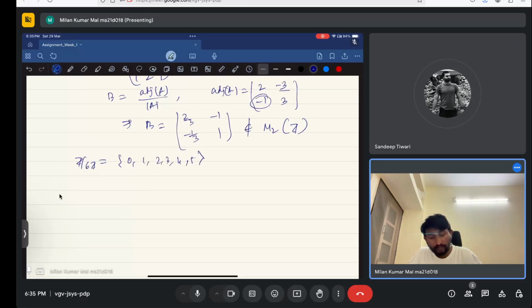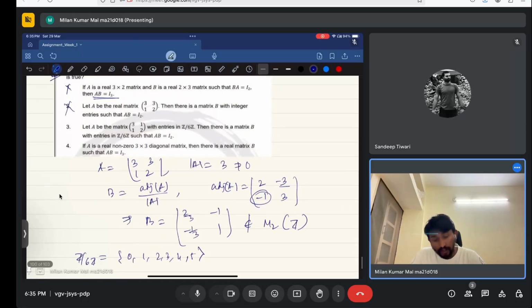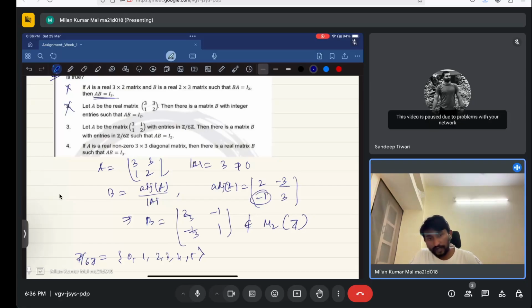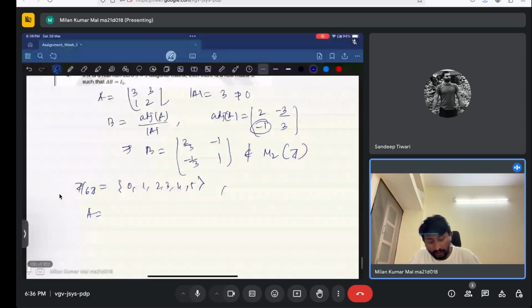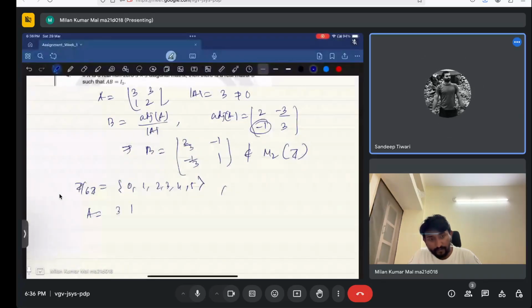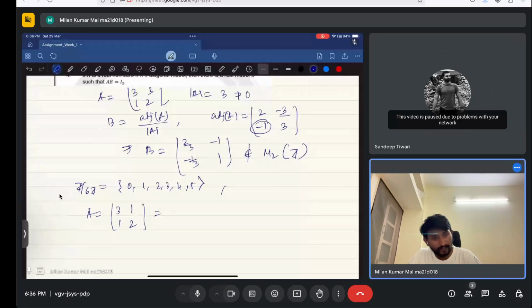I'm not writing the box; they are generally written as a box. Then A is the matrix 3 1 1 2, and there is a matrix B with entries in Z6 such that AB equals the identity. So let's use a similar process, but if there is 6, you have to handle it. So for 3 1 1 2, the determinant is 5. So there is no problem, right?